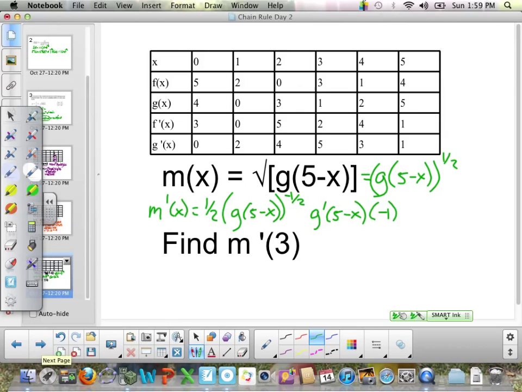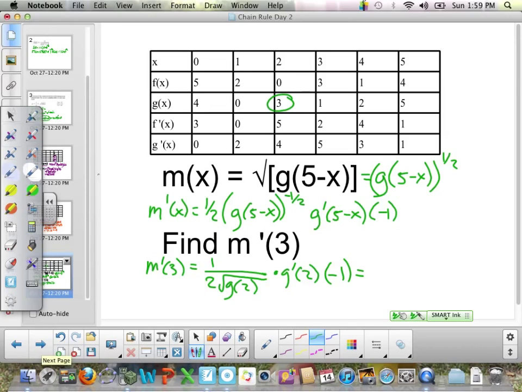So m prime of 3 will be 1/2. I'm going to rewrite this a little bit bigger because we have a negative 1/2. So that'll be on the bottom. G of 5 minus 3 is 2 times g prime of 5 minus 3, which is 2 times negative 1. All right, g of 2 is 3.